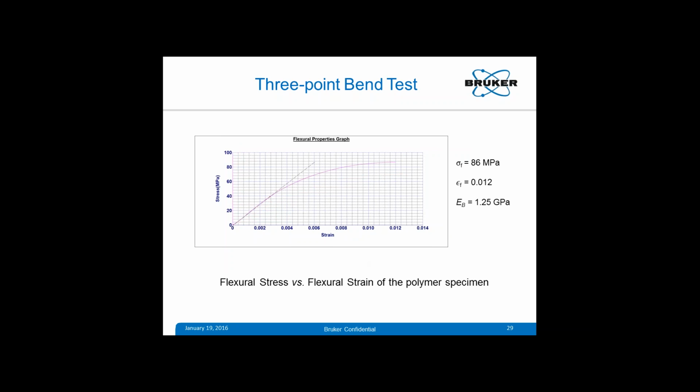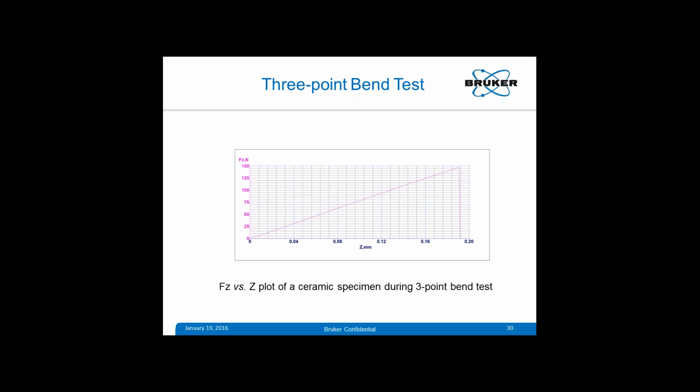From this data, when we process it using our data viewer, we get flexural stress versus strain. We calculate the flexural stress at failure as about 86 megapascal in this case, and the corresponding strain is 0.01, and the elastic bending modulus is about 1.25 gigapascals, because that was a very elastic, soft or ductile specimen.